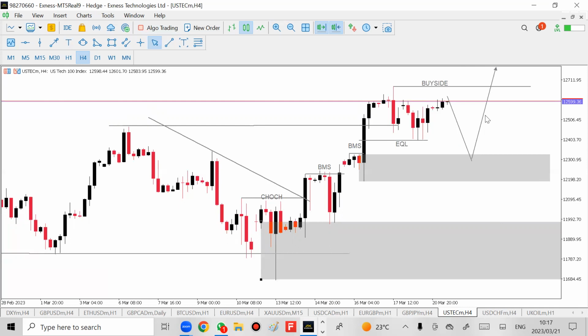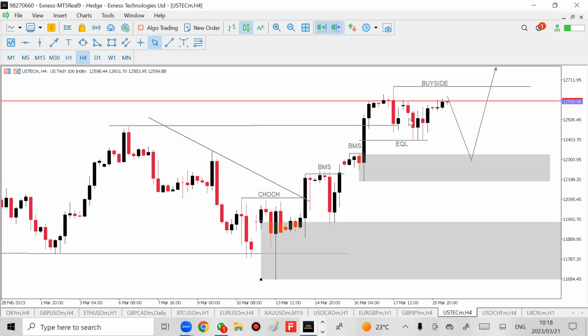So for the Nasdaq setup, I won't do anything. I'll always be patient, waiting for price to retrace, taking out these relative equal lows. Then after that, I'll look for buys because we are in the bullish trend. So Nasdaq is bullish. It's all about patience, knowing what you do, knowing what price is yet to do.